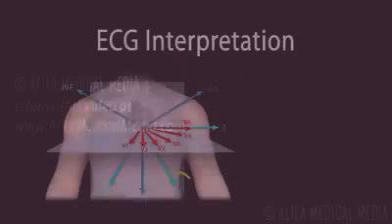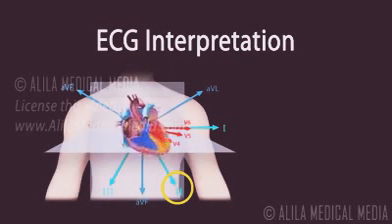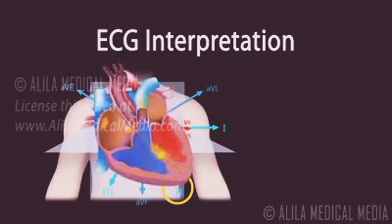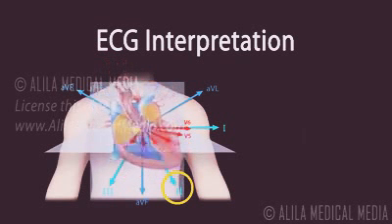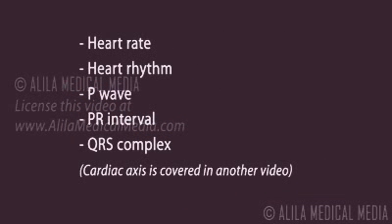Popular among the 12 leads. This is because the net movement of the heart's impulses is toward lead 2, making it the best general view. Unless otherwise specified, we will be looking at lead 2. Our analysis will include the following.